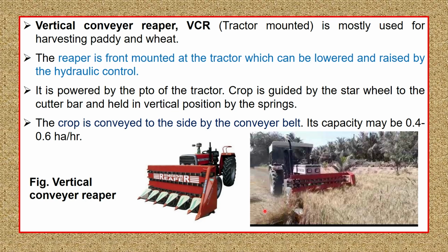It reaps the crop, and the reaped crops are held in a vertical position until they are discharged to one side of the machine, and that's why they are called vertical conveyor reapers.